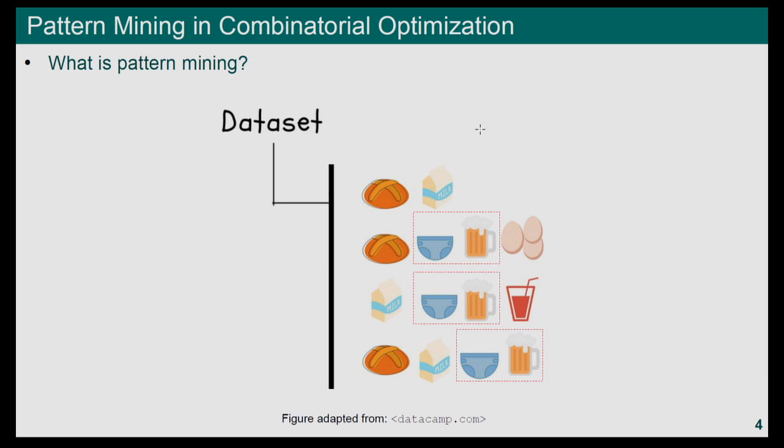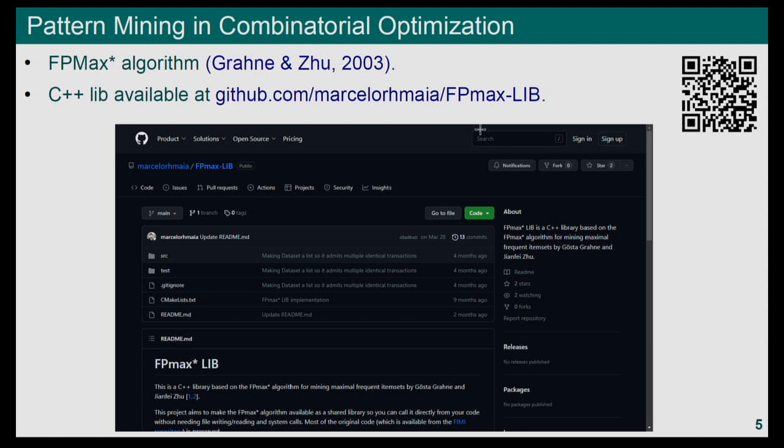And what is frequent? It's usually defined by a user threshold. So in this example, if we define a threshold of 75%, we would find this weird pattern relating beer and diapers that are usually bought together. So this is pattern mining. We use the FPMax* algorithm to mine maximal frequent item sets. And I published a C++ library with an implementation of this method with a simple interface that you can include in your project, and with like 10 lines of code use this method.